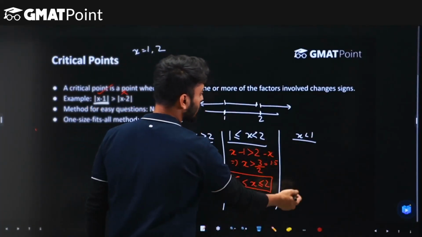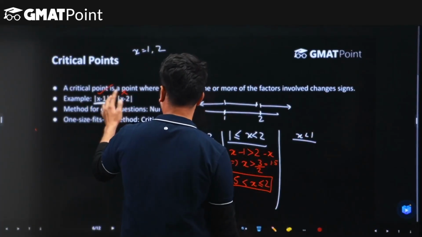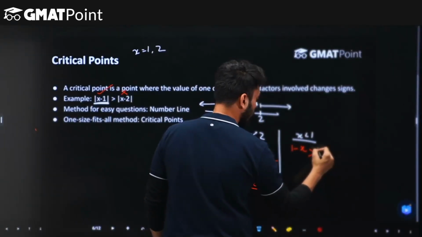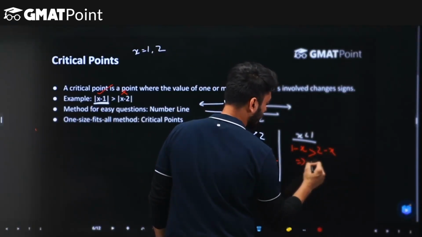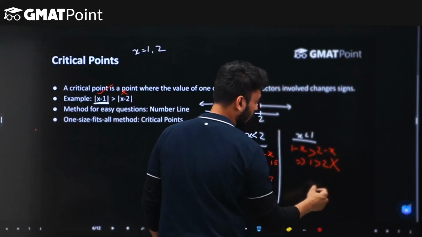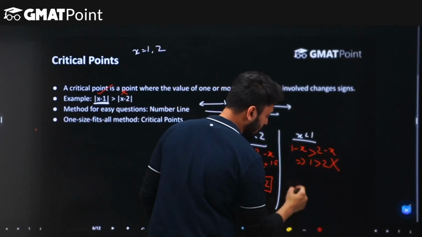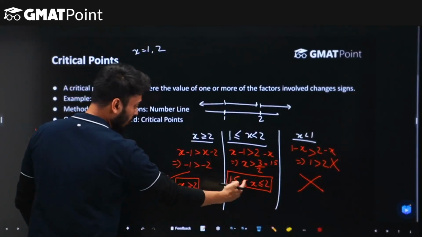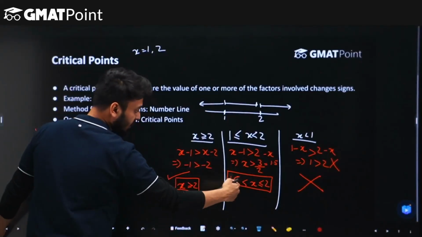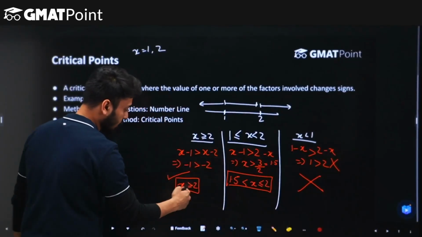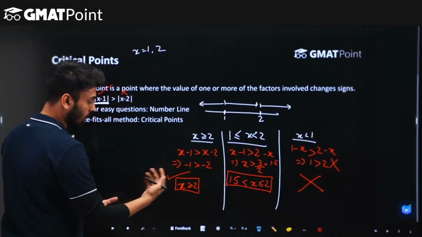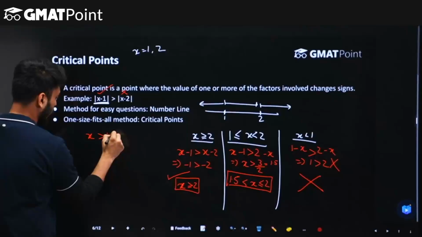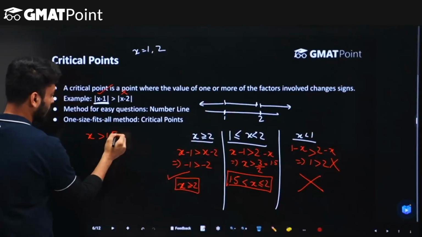In the third range, I have x less than 1. So both of these will be negative now, which gives me 1 minus x greater than 2 minus x, which gives me 1 greater than 2, which is a false statement. So for no values of x less than 1 is this going to be a valid region. Again, if I combine these two, this one says that 1.5 to 2 is fine, and this says anywhere above 2 is fine. So if I combine the two, I basically get x greater than 1.5 as my solution.